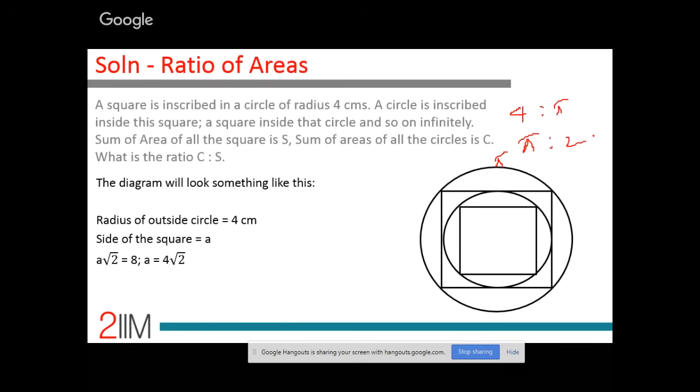And so here we are saying a square is inscribed in a circle of radius 4 centimeters. The circle is bigger. So if you assume area of the circle to be pi, square area would be 2, pi is to 2. Every subsequent area would be in the ratio of pi is to 2. The final area ratio is pi is to 2.